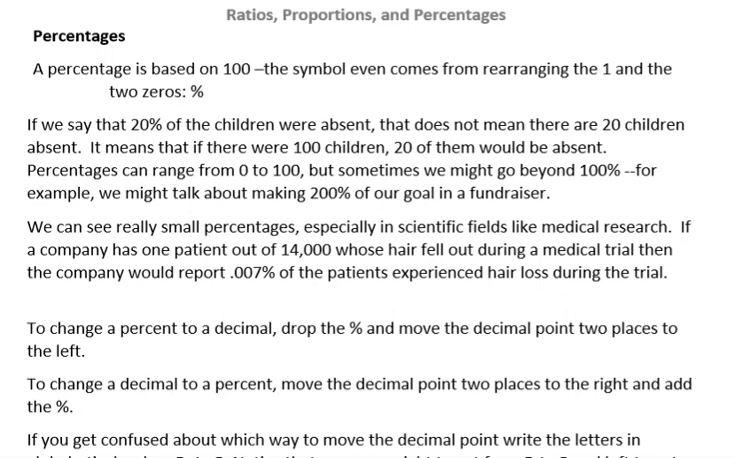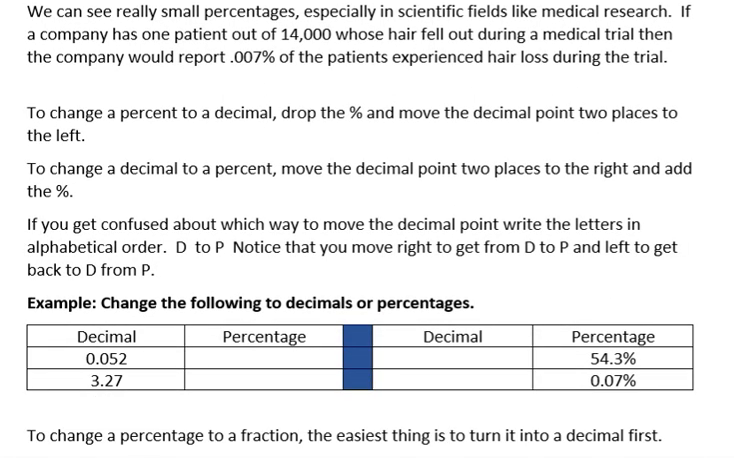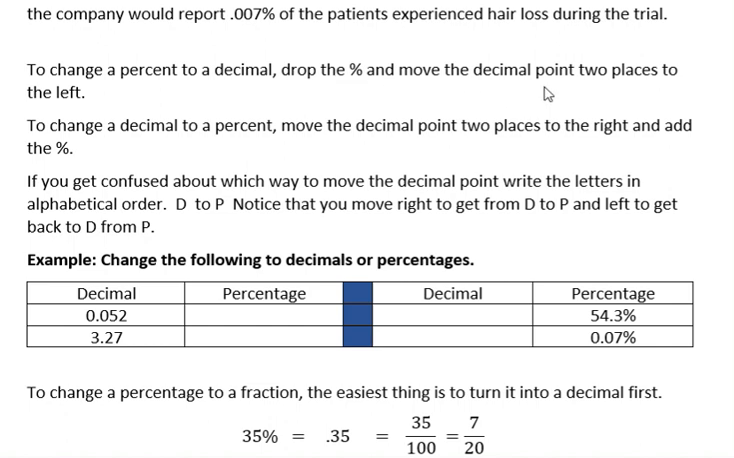Okay, to change a percent to a decimal, you drop the percent symbol and you move the decimal point 2 places to the left. To change a decimal to a percent, you move the decimal point 2 places to the right and you add the symbol back on. If you get confused about which way to move the decimal point, write the letters in alphabetical order. That is, left is D and right is P. Notice that you move right to get from decimal to a percentage, but you would move left to start from a percentage and go back to a decimal. So if you write them in order alphabetically, that might help you.